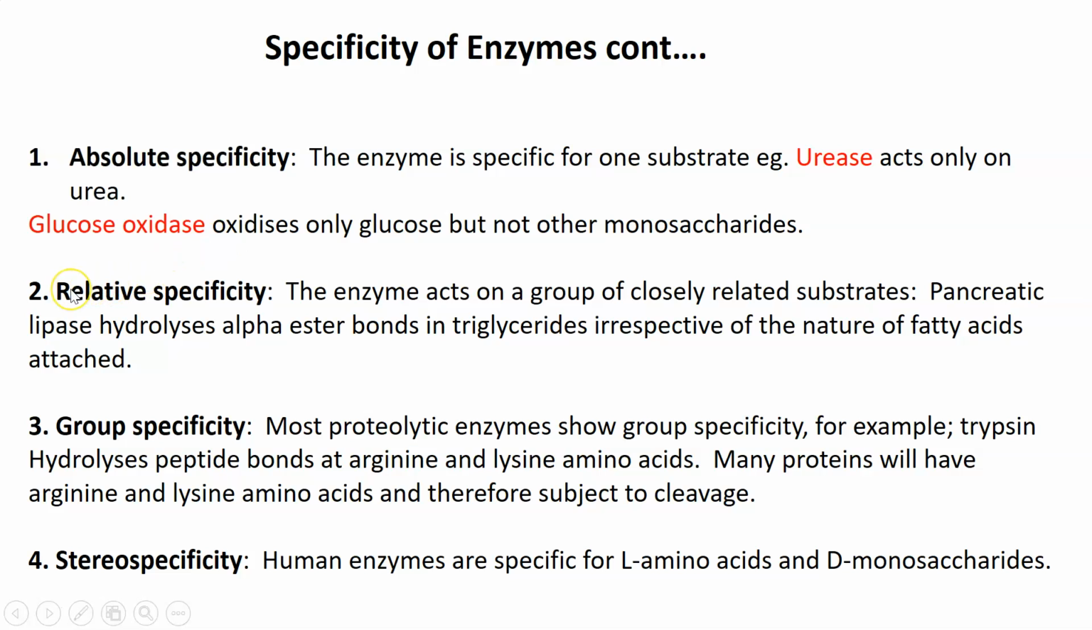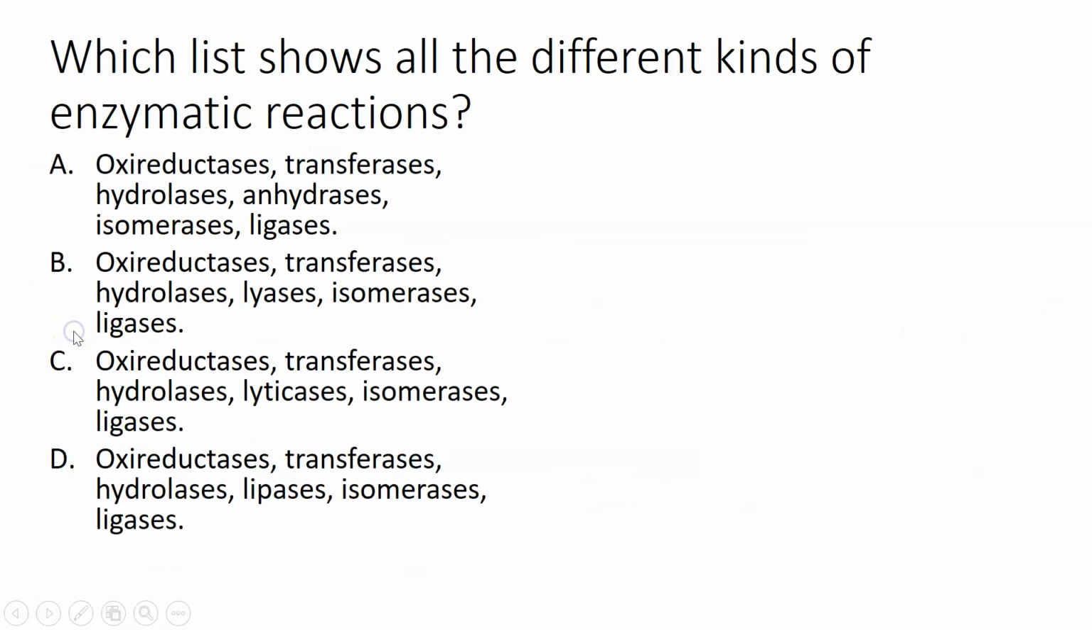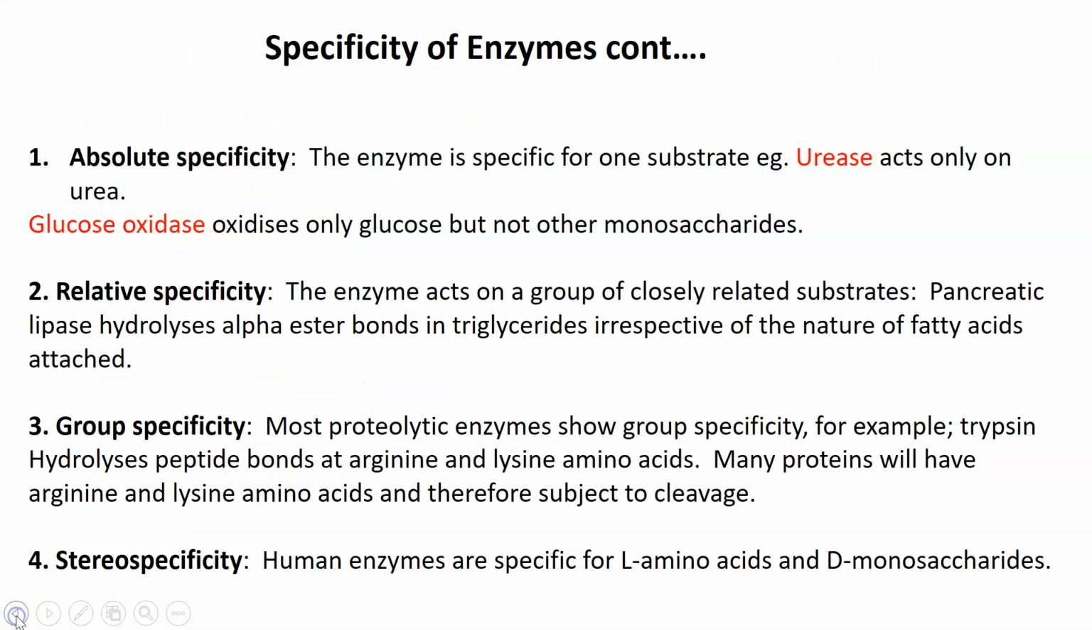And then we have relative specificity. This is when the enzyme shows specificity to a range of related substrates. An example of this would be pancreatic lipase. Your pancreas, sorry, let's just go back. The pancreas releases all kinds of enzymes, proteases and lipases, to help with digestion.